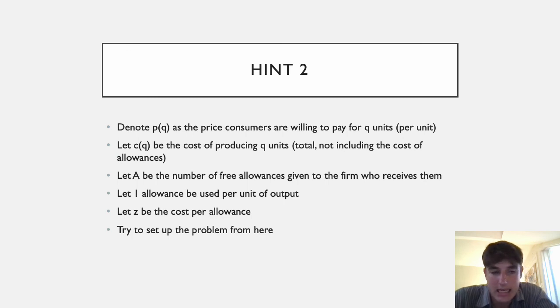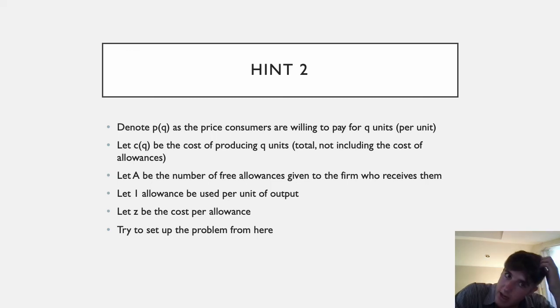Right, in this hint, I'll talk about the symbols that I'd use and the start of how to set up the problem. So first you want to denote P of Q as the price that consumers are willing to pay for Q units, that's per unit. So if the firm wants to sell 100 units, they might be able to sell them at £10 per unit. So I don't know, P of Q might be 110 minus Q. So there it would be £10 per unit if they want to sell 100 units, £5 per unit if they want to sell 105, and so on.